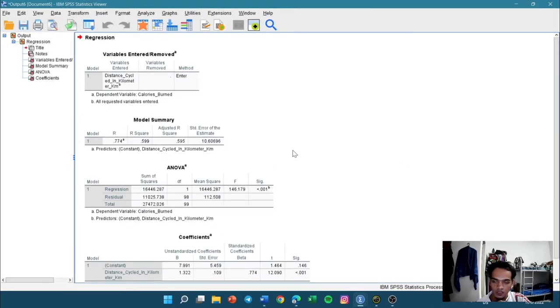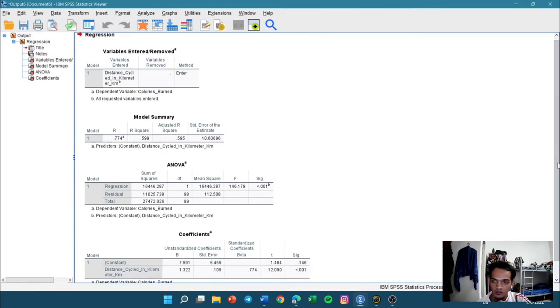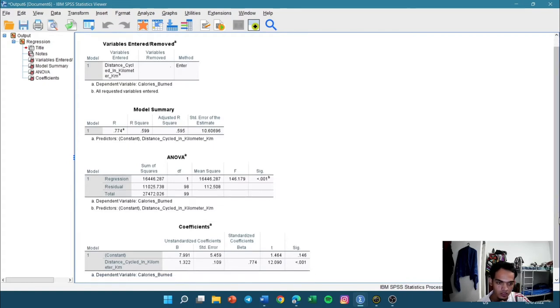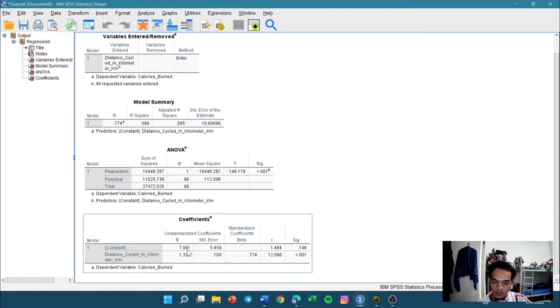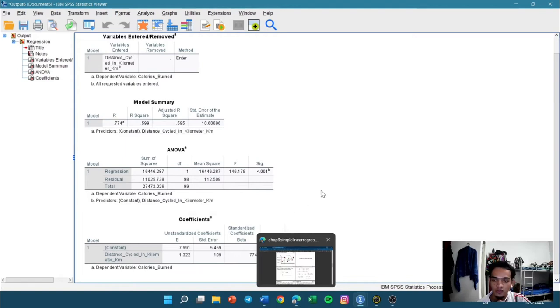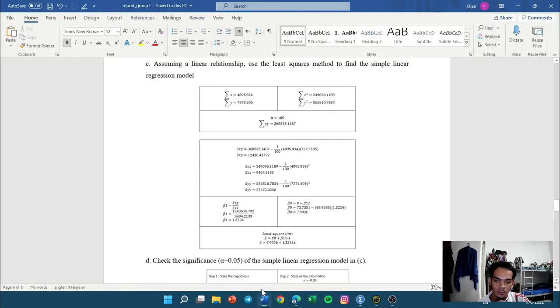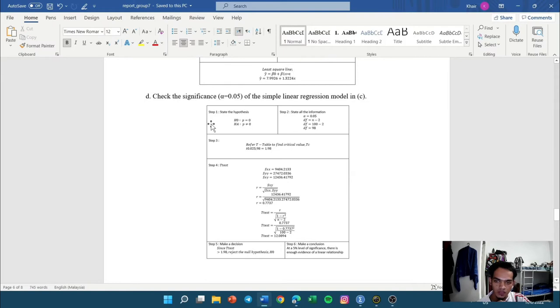After that, we can see here there are four tables. The first one is variables, then model summary, ANOVA, and the last one is coefficients. In table 4, for beta naught we get 7.991, and for beta 1 we get 1.322, which is the same as our manual calculation that we have done. For question D, we have to check the significance at alpha 0.05.